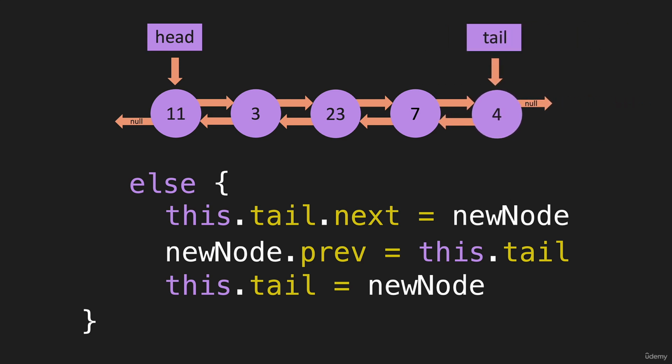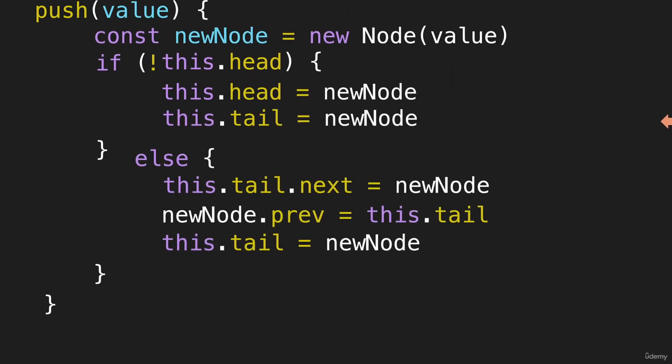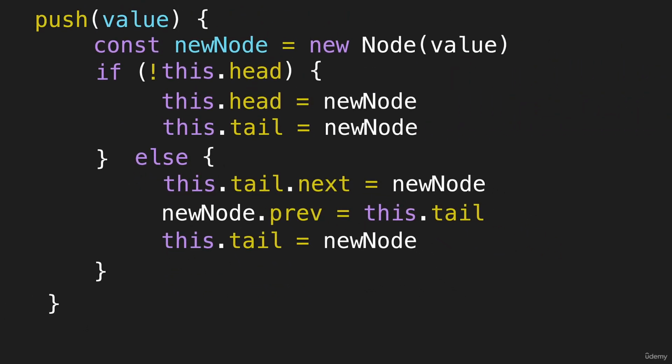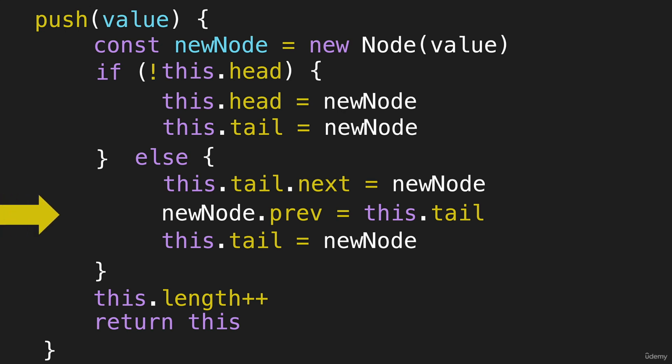So let's take this else statement and put it in with the rest of our code like this. The only things left to do are to increase the length by 1 and then return the linked list. So the only line of code that is different between a doubly linked list and a singly linked list is this one line of code right here to connect that arrow from the new node back to what had been the last node in the linked list.